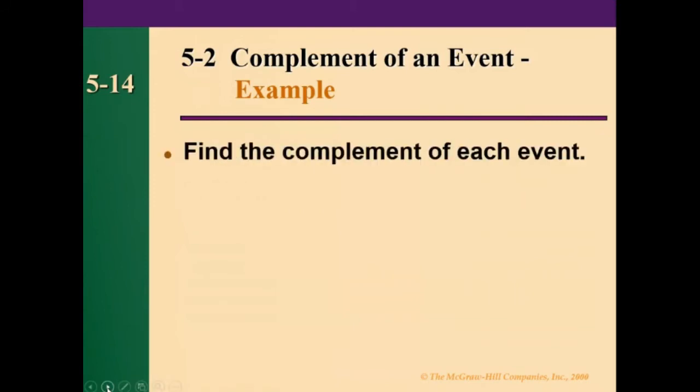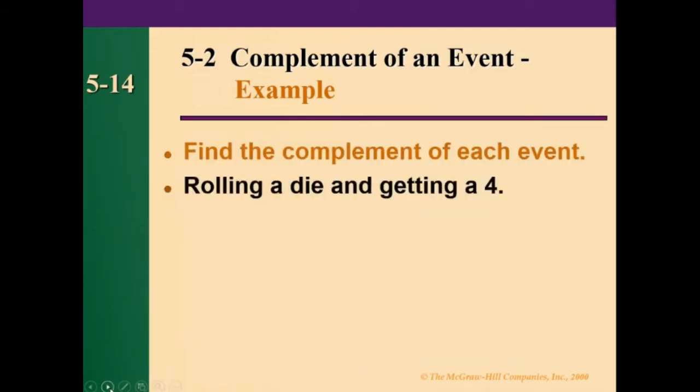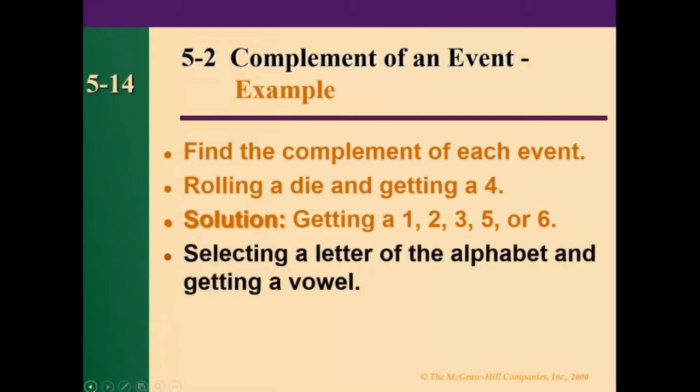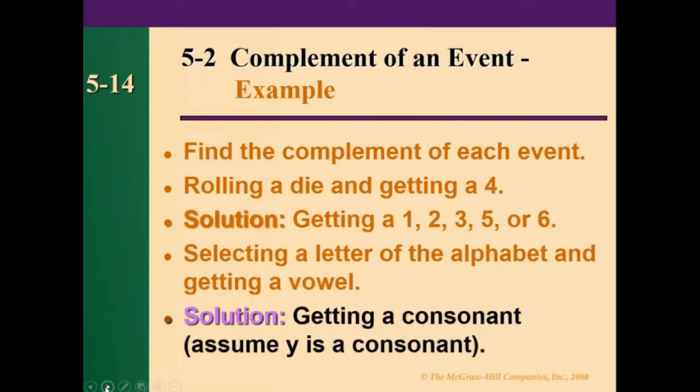So, find the complement of each event, di ba? So, rolling a die and getting a 4. So, solution, ano yung hindi getting a 4? So, getting a 1, 2, 3, 5, and 6, di ba? Ayan, yun yung complement niya. Ibig sabihin, yung hindi getting a 4. Ang not getting a 4 is getting those numbers. Selecting a letter of the alphabet and getting a vowel. So, ang complement niya is getting a consonant, di ba?